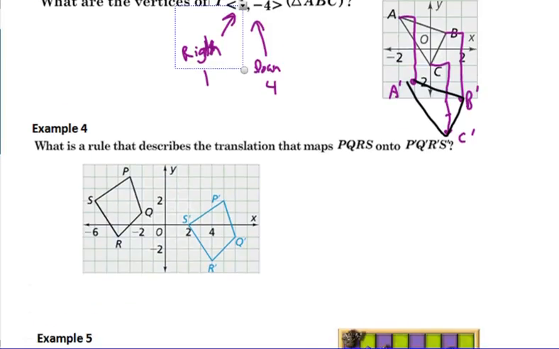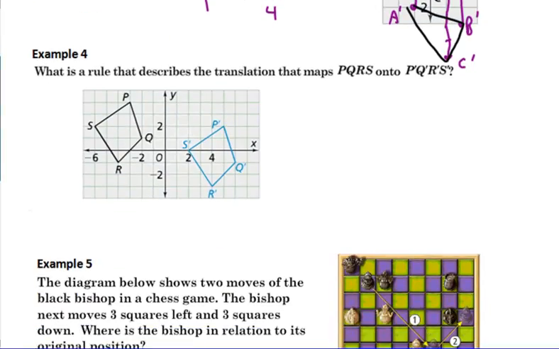All right, so let's go backwards now. Let's say example 4. What is a rule that describes the translation that maps PQRS to P prime Q prime R prime S prime? So we're going backwards. We have the translated figure, and we need to write the rule, so the notation. I'm going to start with a T, and I'm going to use my little arrow brackets. And the thing that was translated was P, Q, R, S. Now we just have to figure out how it was translated.